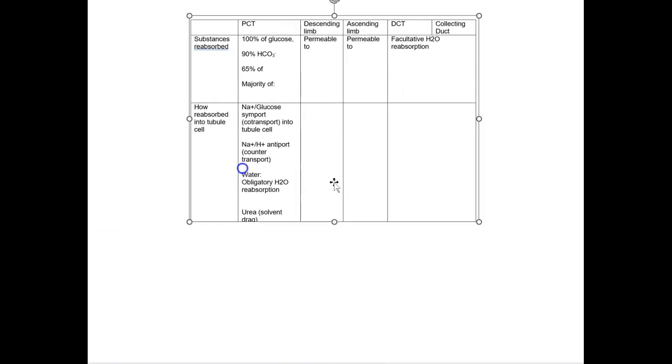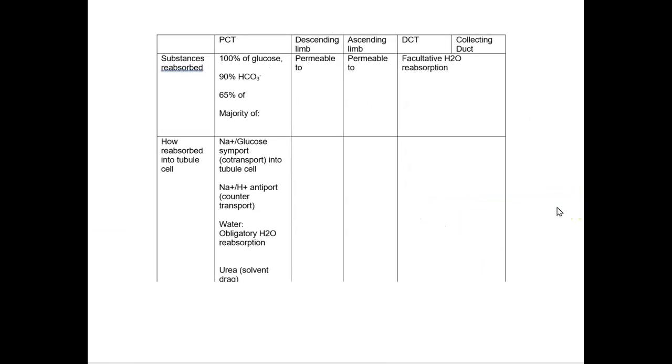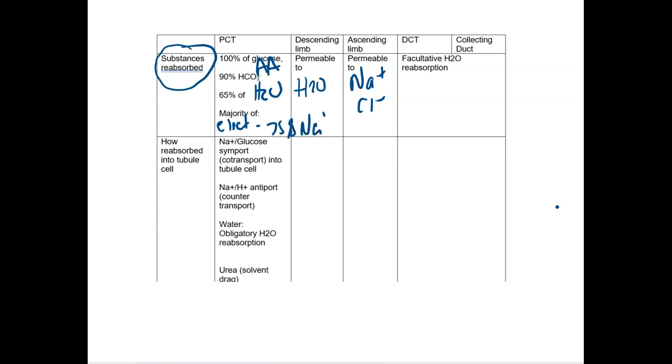And so this is the table you have to fill out in your handout. And so again, I think you've probably filled out most of it, but just remember that the descending limb is permeable to water. The ascending is your sodium and your chloride. So these are what are reabsorbed and where they're reabsorbed. We can just say the majority of the electrolytes. We know that glucose and amino acids are reabsorbed here. And then I'm just going to write about 75% of the salt.